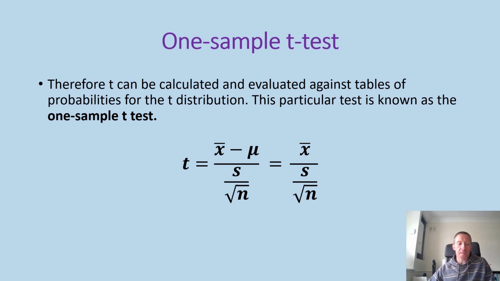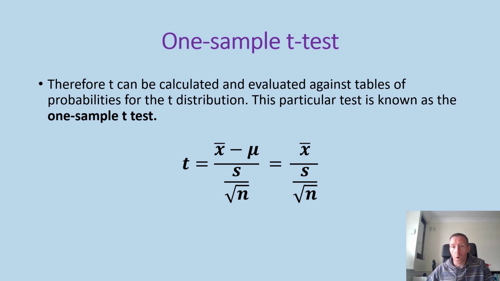So this hypothesized value for mu, the population mean, is usually 0. Okay, so as you can see on this slide, the formula simplifies. So we've got t equals x bar, the sample mean, minus mu, the population mean, divided by the standard error. Okay, that'll give us our test t statistic.